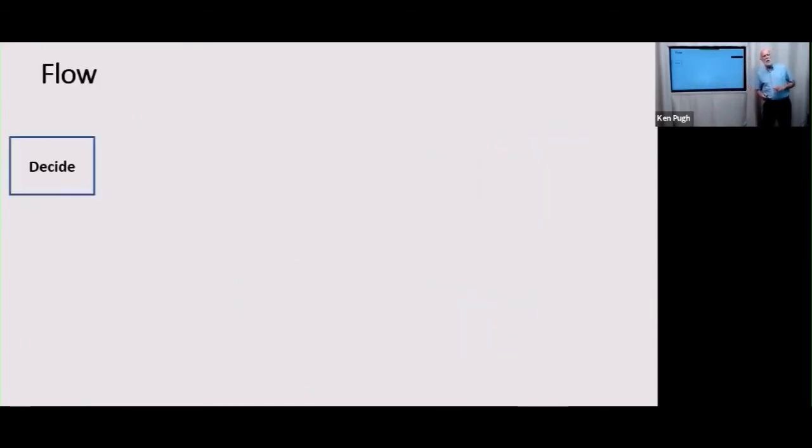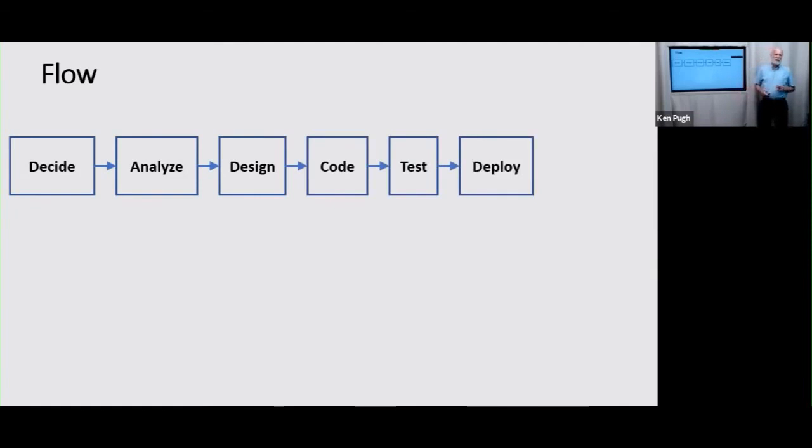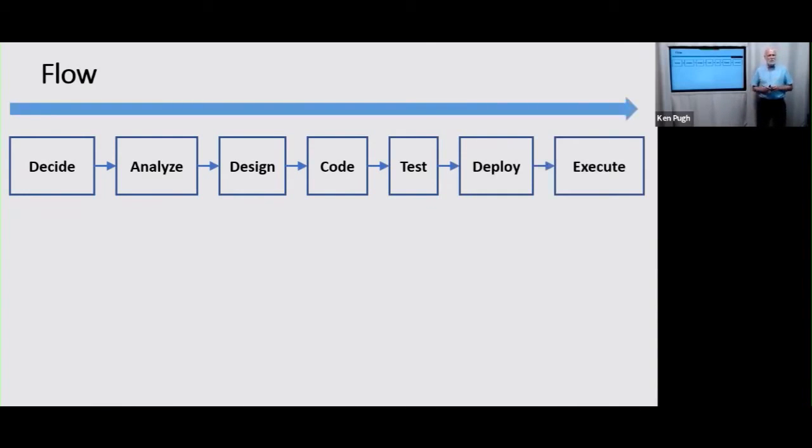So here's our flow. We're going to decide we're going to do something. We do some analysis, and this doesn't matter whether it's waterfall or even agile, which is just the size of the elements that go through the flow. We analyze for the requirements. We do maybe a few minutes of design, some coding. Finally, we get it done. We test it, deploy it to staging, and finally execute it in production. And we get a flow.